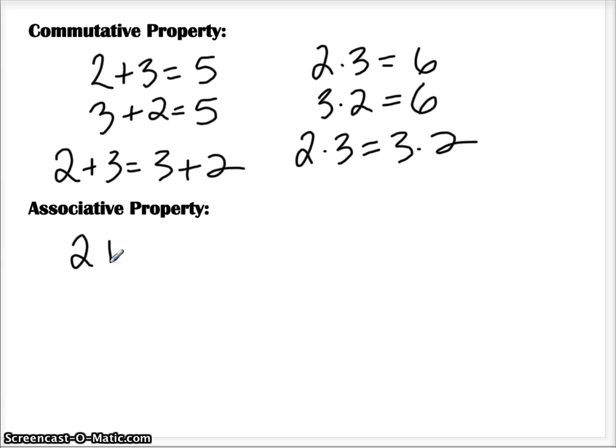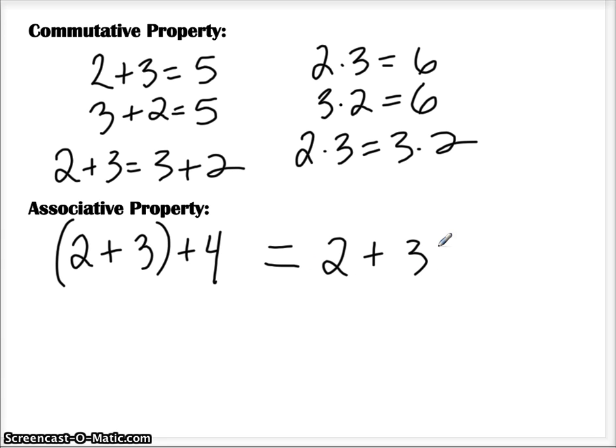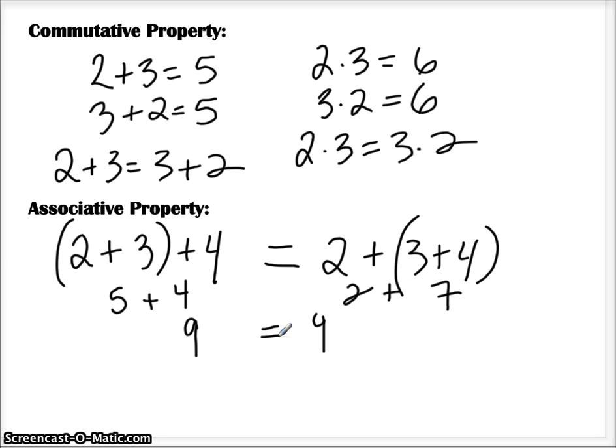So for example, if we do 2 plus 3 and then add 4 to that, is that the same thing as saying, okay, let's do our 3 plus 4 first and then add 2 to that? Is that the same thing? Well, 2 plus 3 is 5, and then when we add 4, we get 9. On this side, 3 plus 4 is 7, and when we add 2, we get 9. So 9 equals 9. Yes, it is the same thing.